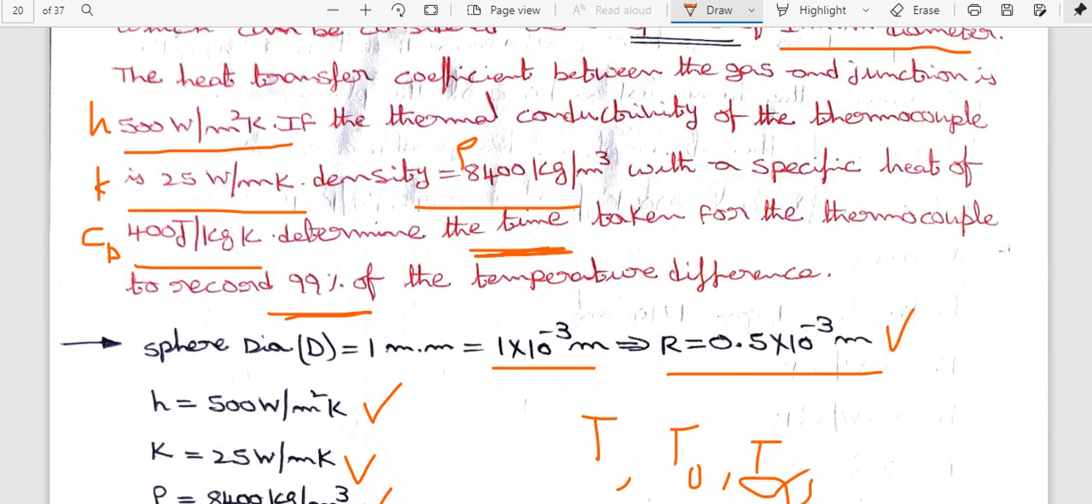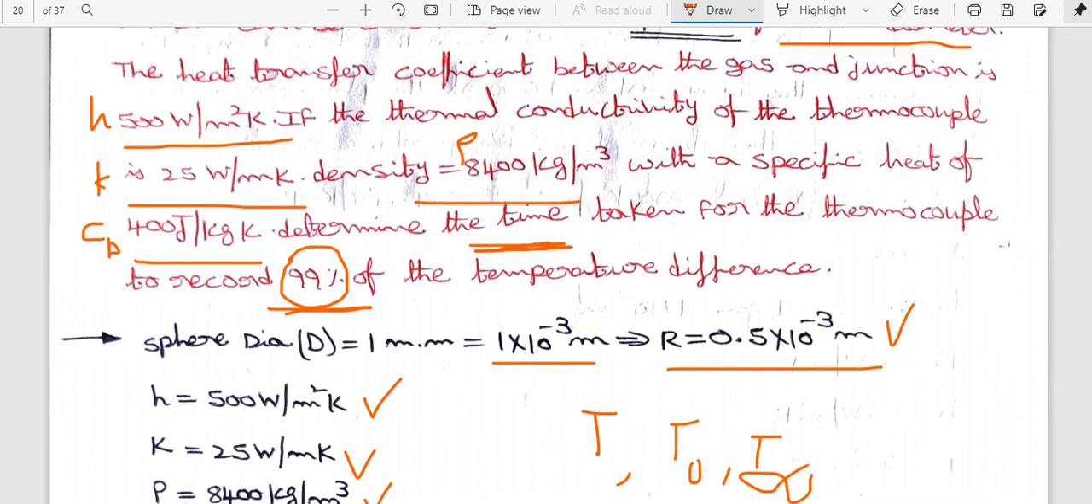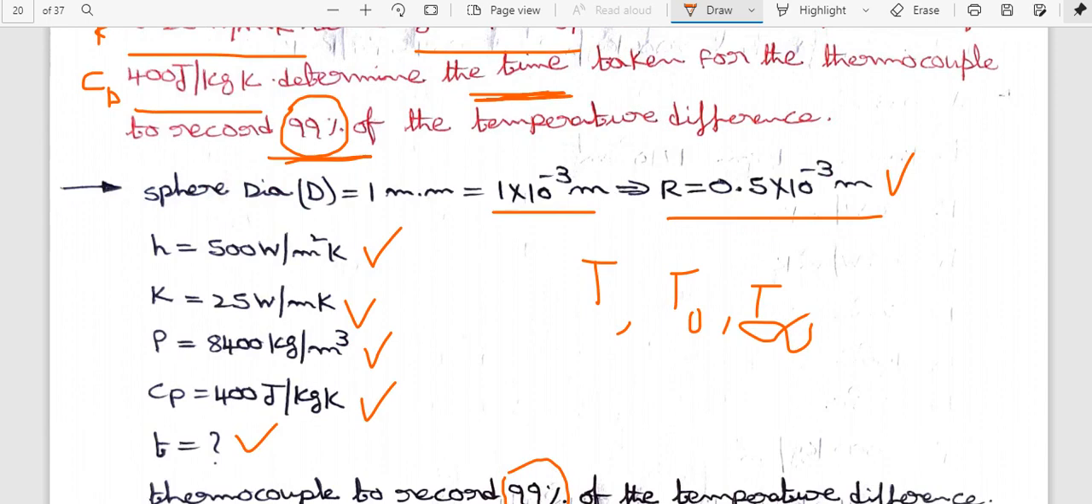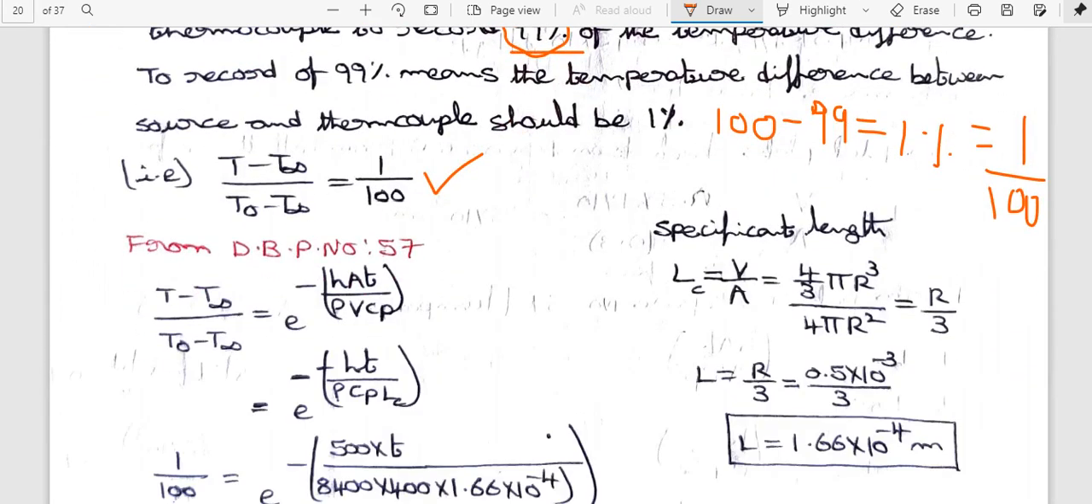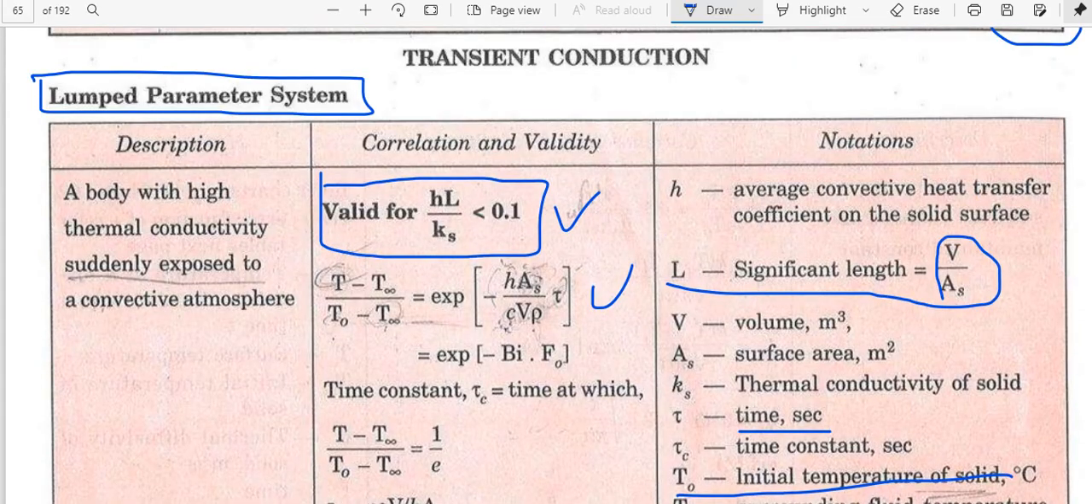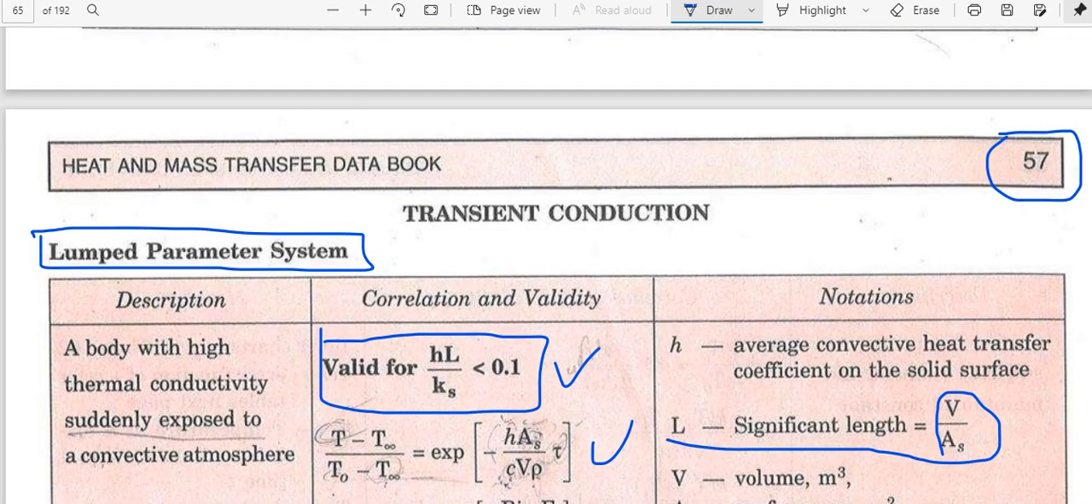In most of these problems, the percentage value can be reduced to 56, 60 and 70 like this. Here, if 99 were replaced with 66, you would take 100 minus 66. So this is an important problem. Now I consider it as 1%, equal to 1 by 100. From the data book, the transient condition is on page number 57.